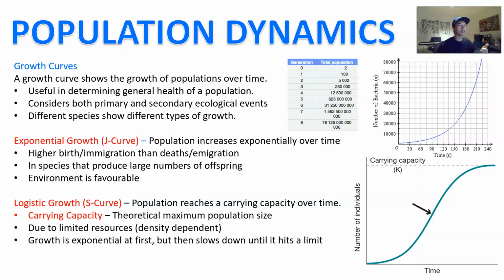What are the limiting factors that are biotic and abiotic? And which one's having a bigger effect? And how can we handle this and do something about it if it's for conservation? So it considers both primary and secondary ecological events, and you should expect different species to exhibit different types of growth. And in general, there are two types of growth to be considered.